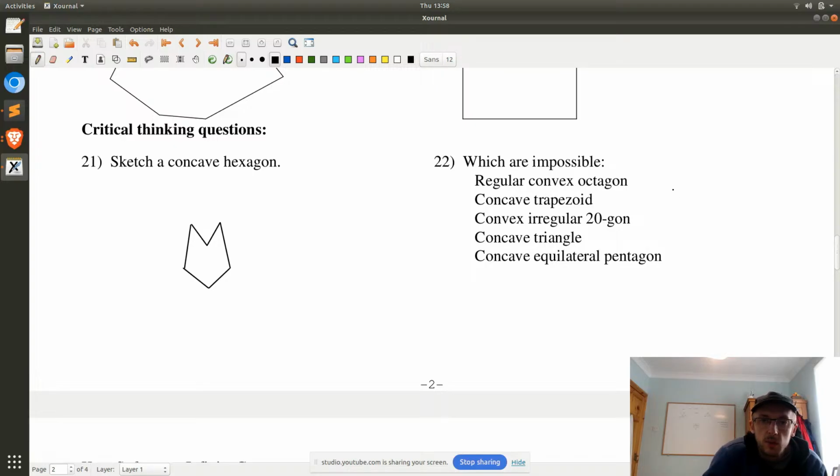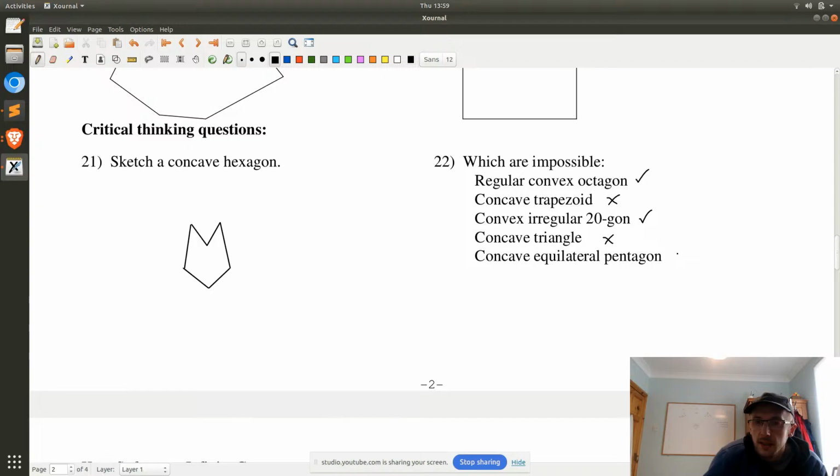Which are impossible? A regular convex octagon, is that impossible? No. That's fine. A concave trapezoid, is that impossible? That's impossible, yes. A convex irregular 20gon, that's perfectly fine. A concave triangle, that's impossible.